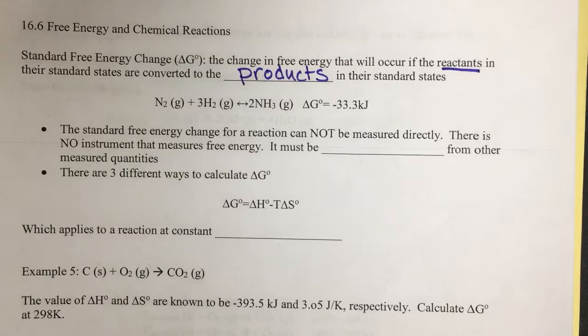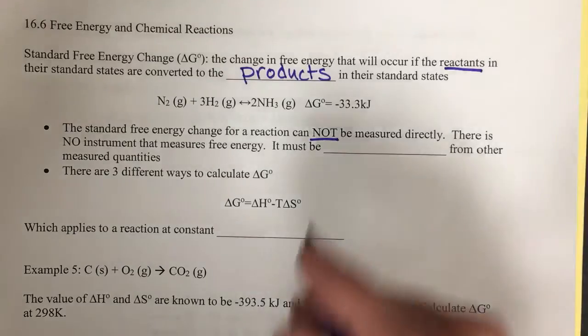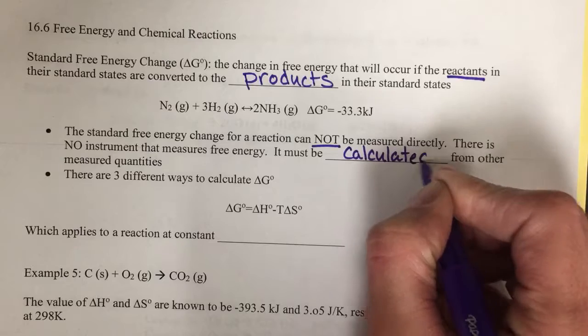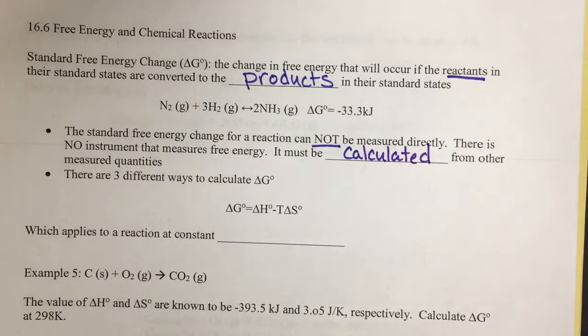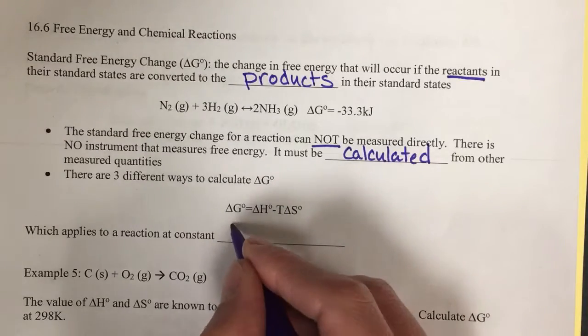Okay? Now when we talk about standard free energy, it cannot be measured directly. There's no instrument that measures it. What we do is we have to calculate it. There are three different ways that we can calculate delta G. The first we already talked about. Delta G equals delta H minus T delta S. That's the most common, and that's what we'll usually use. Now, it applies only at a constant temperature.